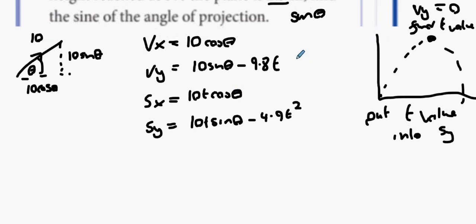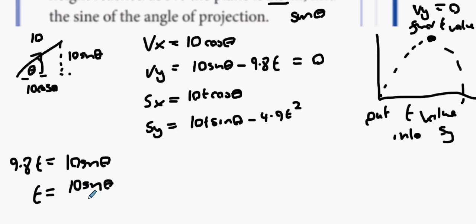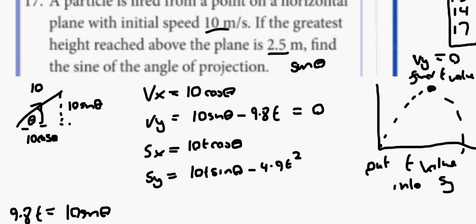Vy equals 0 would mean 9.8t equals 10 sine theta. T equals 10 sine theta over 9.8. Just leave it like that for the time being, no need to do anything. Then we're going to throw it into Sy. But Sy equals 2.5 when that happens.